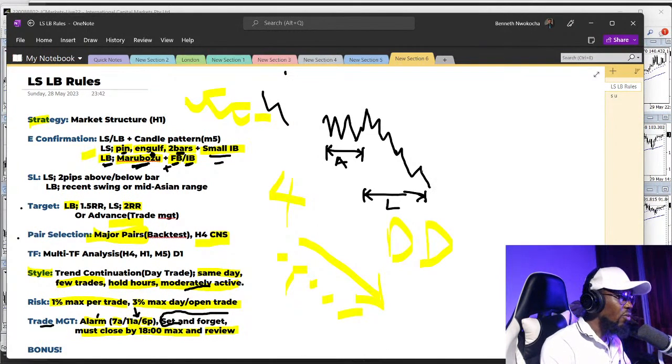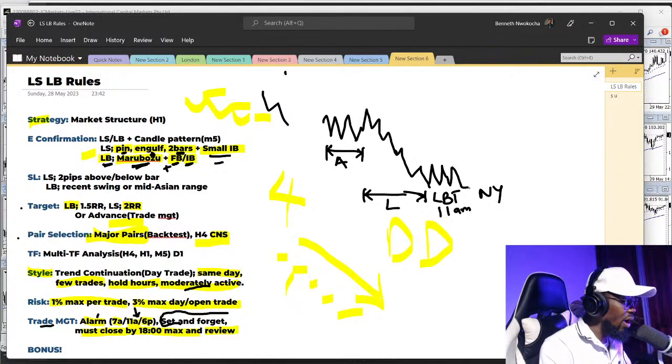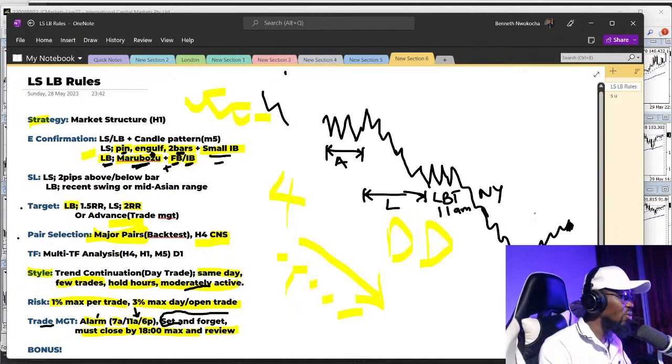Now, New York can come. Two things can happen. Whenever London goes on a break, what do you notice? This is London break time. So around 11 o'clock, you see that the market will be ranging. Of course, the market has to range so that the New York volatility can come and push the market lower for a continuation. And then towards the close of the day, after 6 p.m. or thereabout, that's why I said close all trades by 6 p.m. max. After 6 p.m., you see the market will retrace a little bit before Asia comes the next day.